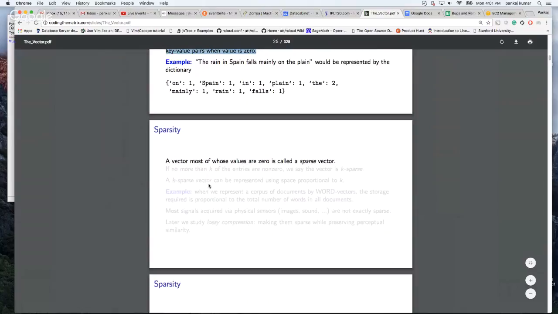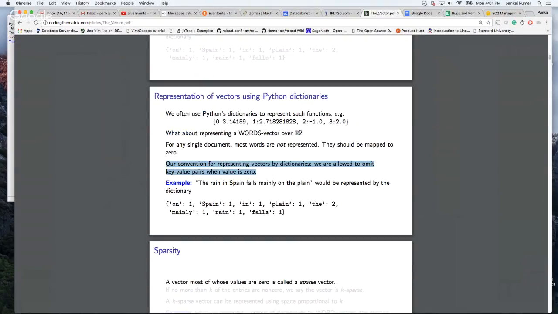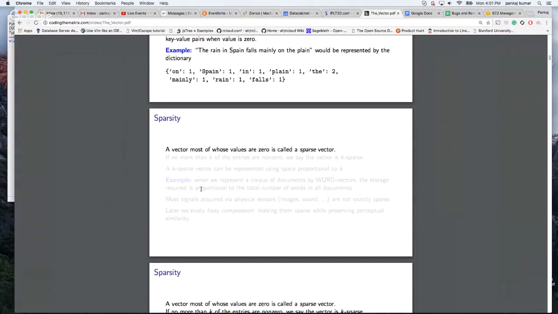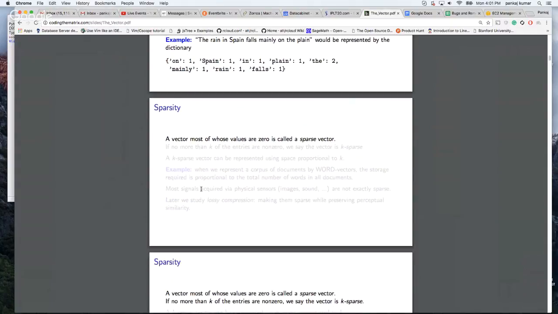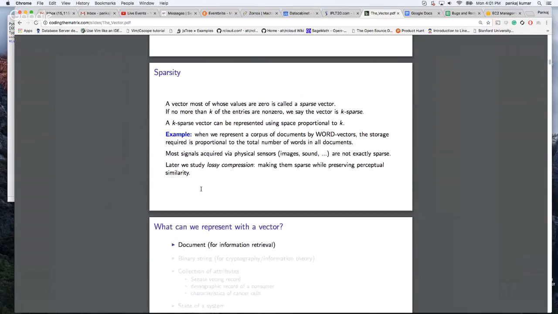Sparsity: a vector, most of whose values are 0, is called a sparse vector. If you are using a vector from words to R to depict a document, then it will most likely be a sparse vector, because most of the words will not be there. So also, let's go to the main slide.